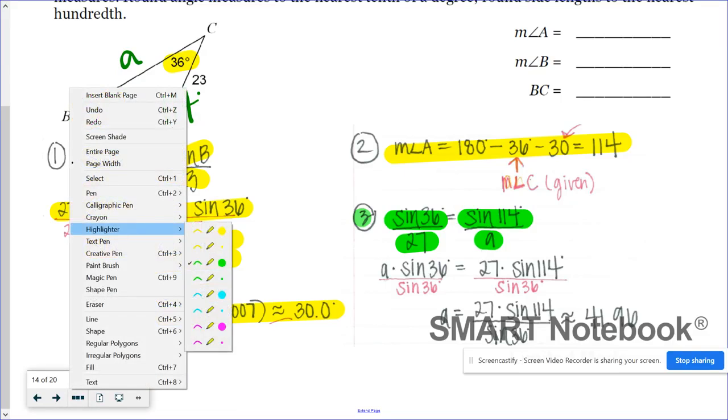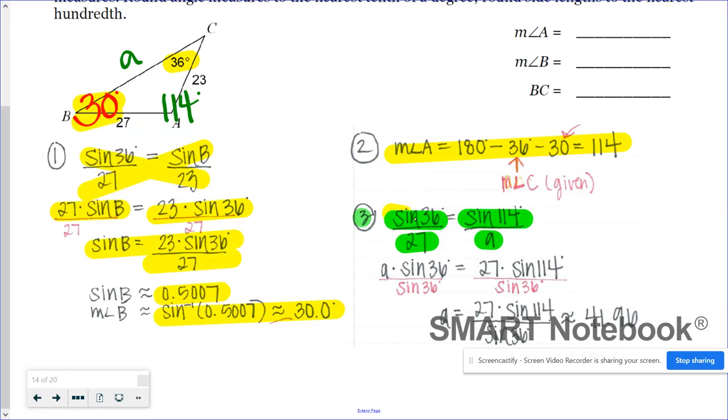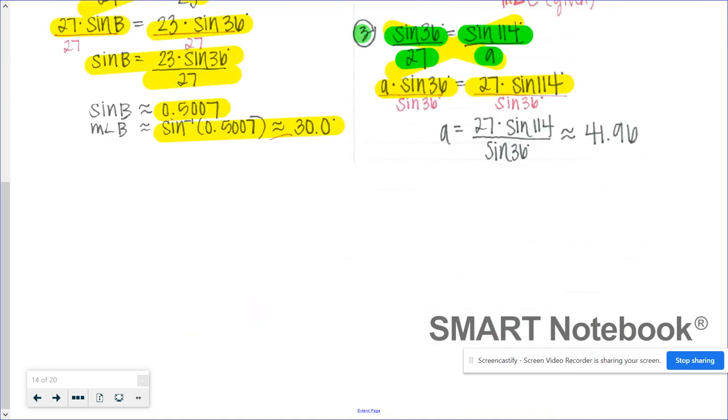From there, I need to cross multiply. So that's what I did. I went A times sine of 36 and 27 times sine of 114. Then I did that division, and I calculated 27 sine of 114 divided by sine of 36. And that's how I got 41.96 for the measure of side BC.